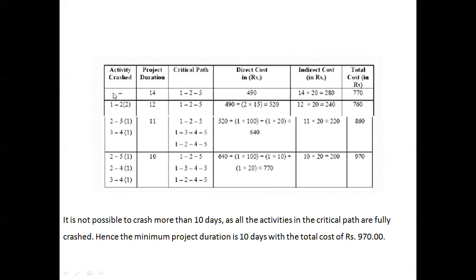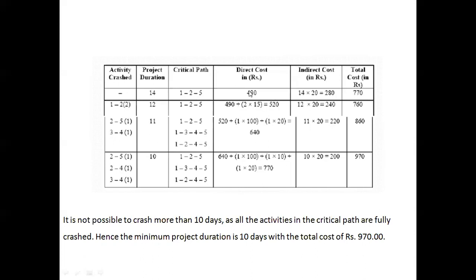First, we need to find out the critical path, project duration, and total cost for the normal activities. That is, when no activity is crashed, the project duration is 14, as we have seen from the network diagram with earliest start and latest finish, or by the shortcut method. And we found 1 to 2, 2 to 5 as the critical path.